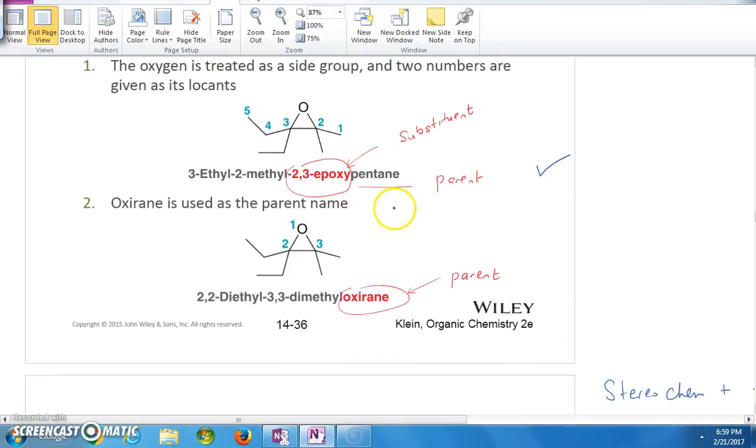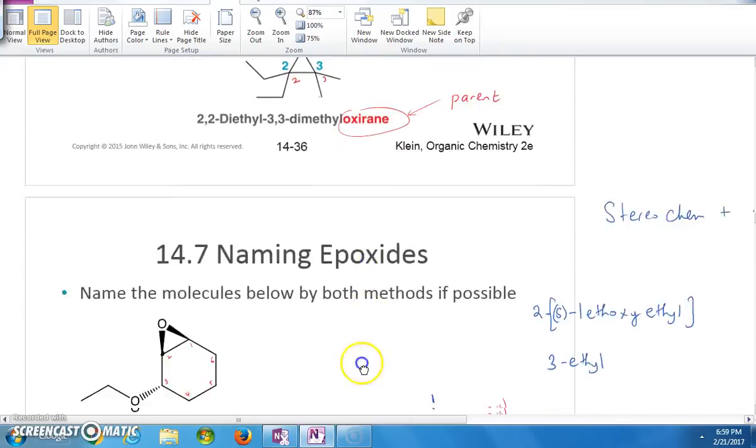Or you can call it an oxirane. When you're calling an oxirane, make sure you number the oxygen as number 1, number 2, I'm sorry, number 2 here because of the ethyl group, and number 3 because of the methyl group. So you have 1, 2, 3. So in this case, this is going to be 2,2-diethyl-3,3-dimethyloxirane. So all these are considered to be substituents.